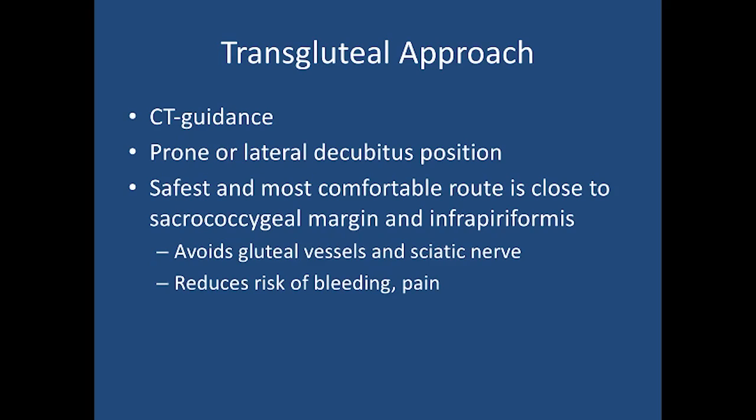When a transgluteal approach is selected, a patient is placed in the prone or lateral decubitus position. And it's important when placing the needle to consider that generally speaking, the safest and most comfortable route of needle placement will be as close to the sacrum or the sacrococcygeal margin as possible, and when possible, below the piriformis muscle. When keeping the needle close to the sacrum or sacrococcygeal margin, you're more than likely to avoid traversing through gluteal vessels and the sciatic nerve, which of course reduces bleeding and pain. And if you keep the needle below the piriformis, it generally reduces intra-procedure and post-procedure pain.